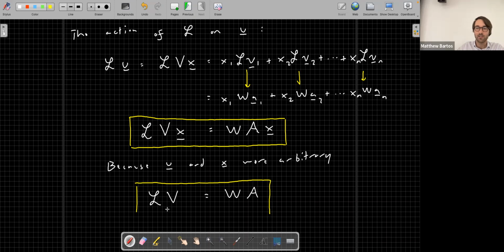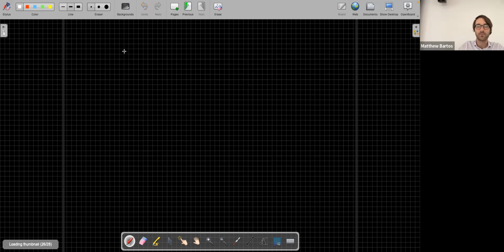Okay, so just to finish this thought, if W and V are in the standard basis, so if we are operating in the standard basis, W and V are both equal to I, and then our linear operator L is simply equal to A.